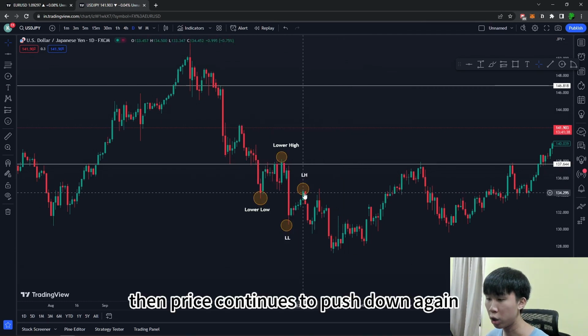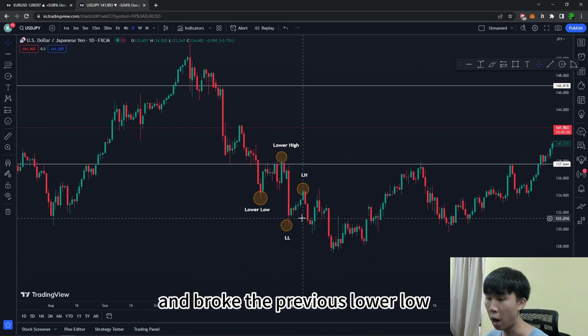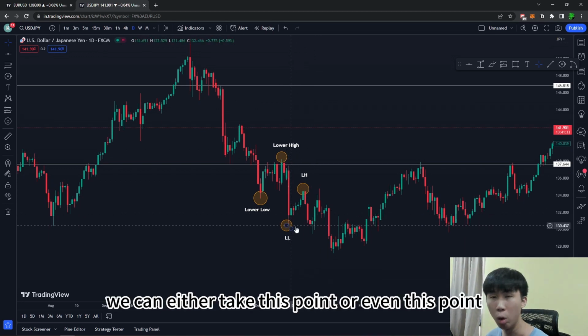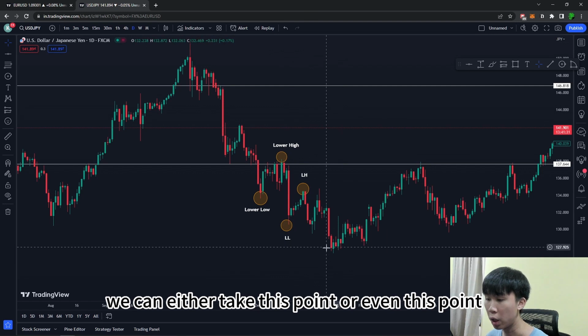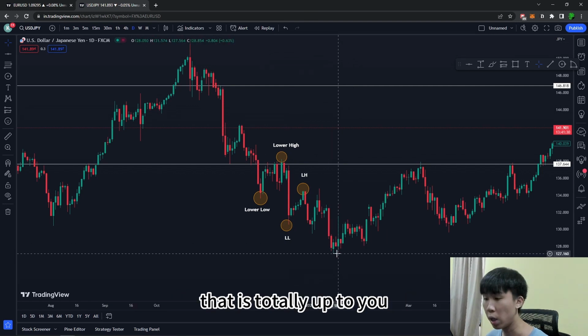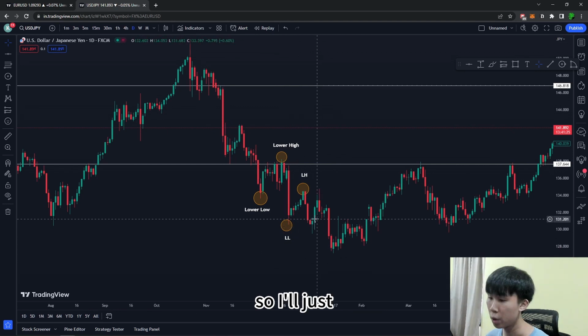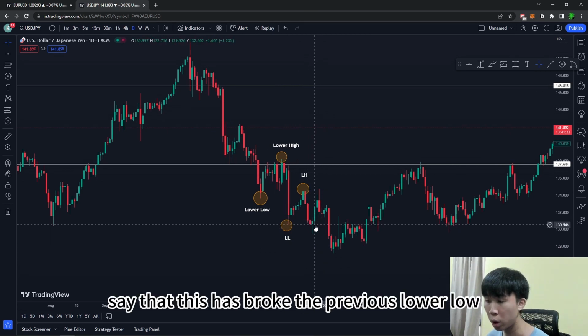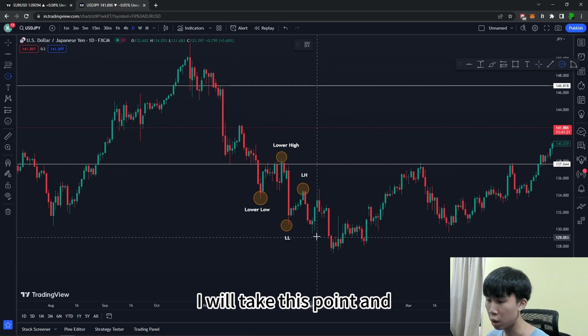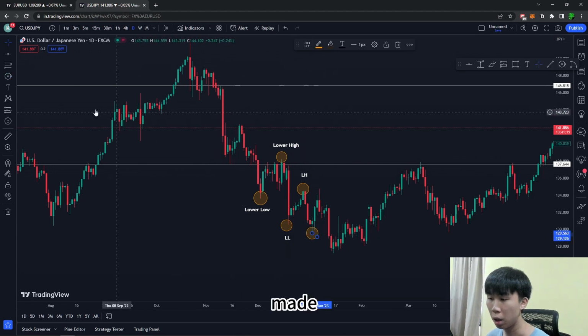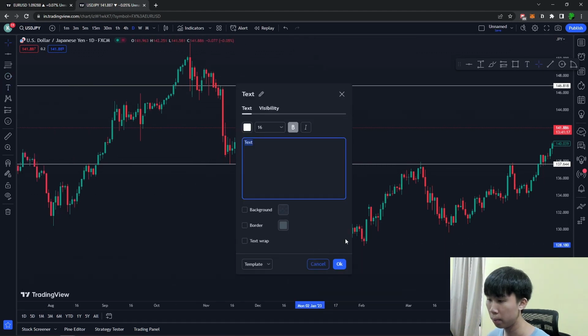Then price continues to push down again and broke the previous lower low. We can either take this point or even this point. That is totally up to you, as long as the price has broken the previous lower low. So I'll just say that this has broken the previous lower low. I will take this point and it made a new lower low.